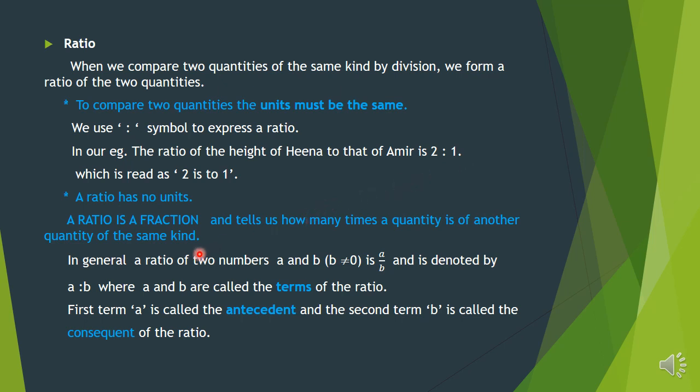Okay, in general, a ratio of two numbers A and B we can write as A by B, and here B should not be 0. That is a condition, and is denoted by A:B, where A and B are called the terms of the ratio. The first term A is called by another word antecedent. A is called the antecedent, and B is called the consequent. The second term is consequent. First term is antecedent. Okay, children?